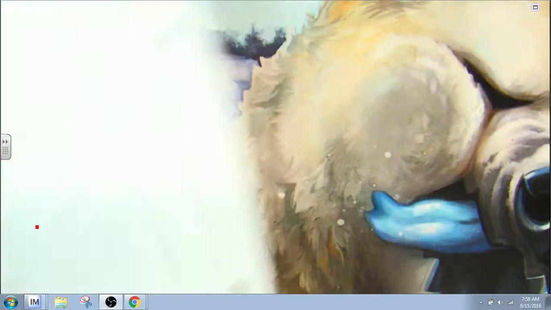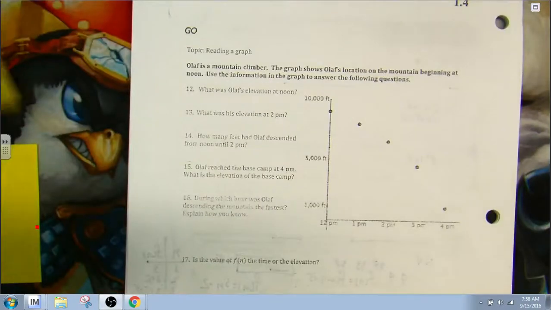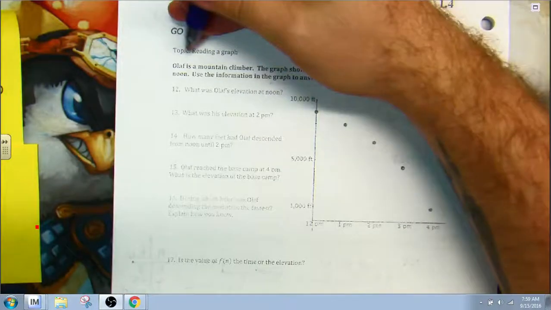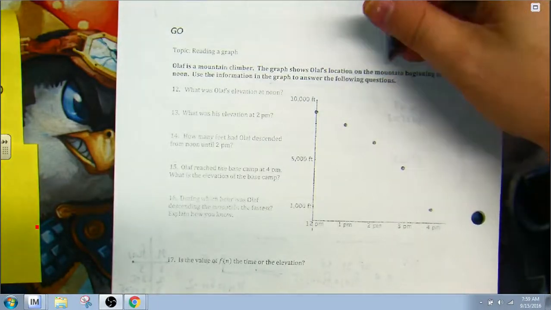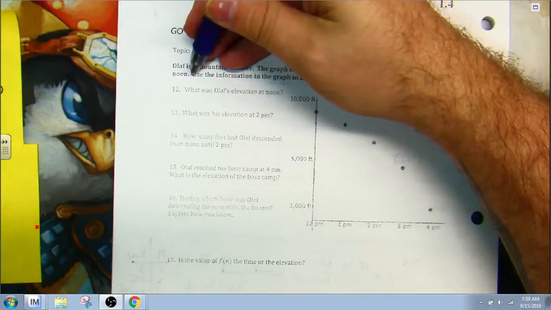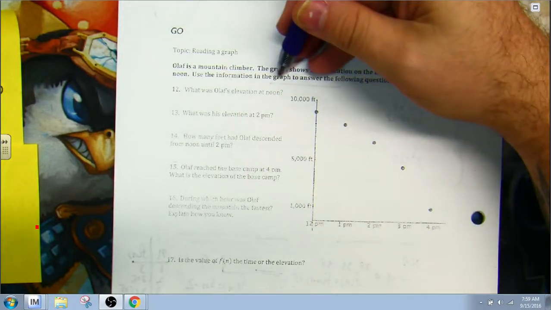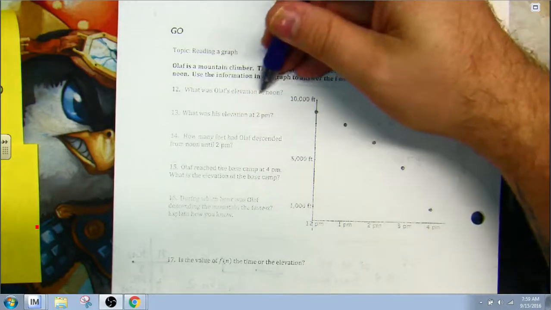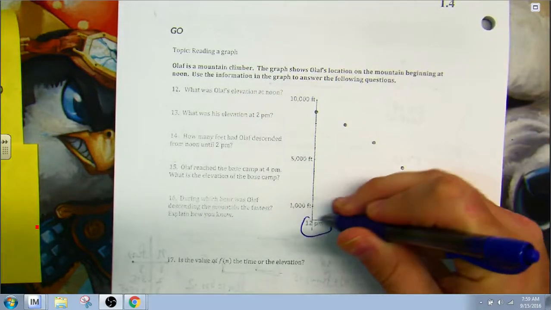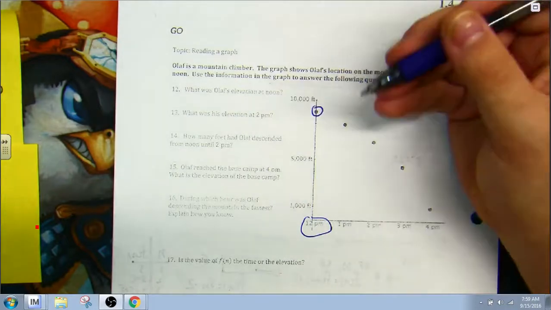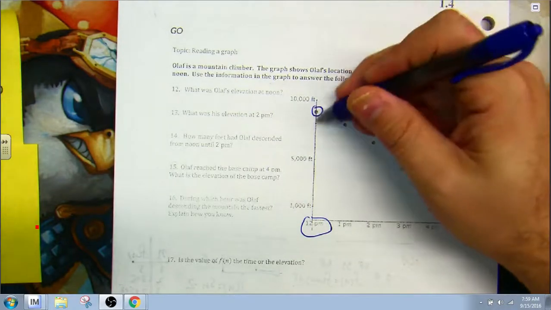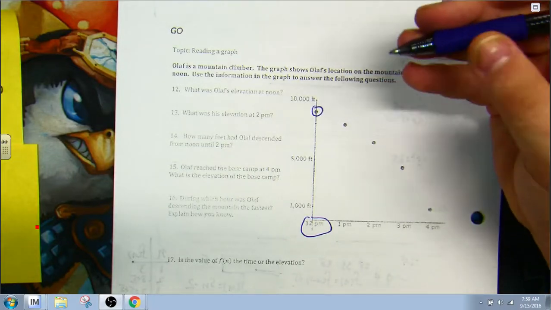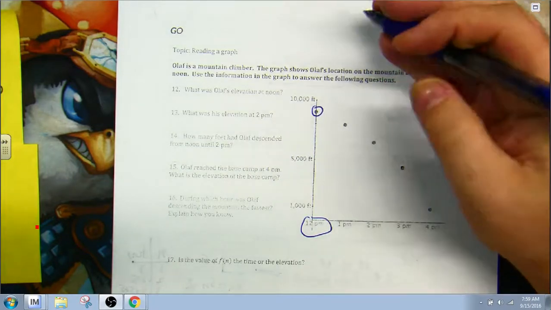All right. The last handful of questions are making a connection to this graph. So Olaf is a mountain climber. The graph shows Olaf's location on the mountain beginning at noon. Use the information in the graph to answer the following questions. So where is his elevation at noon? Here is noon. Here's his elevation. You just have to answer that. And then it'll ask you to find the difference between these. I feel like it's pretty self-explanatory from here how you should do each of these.